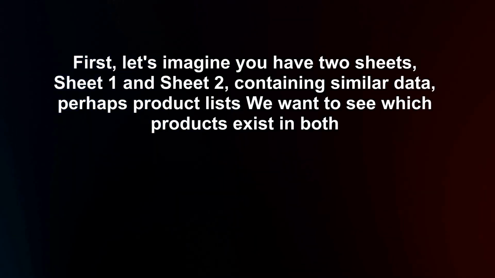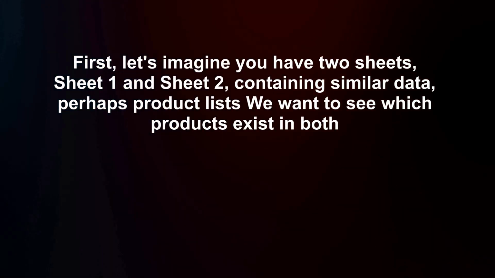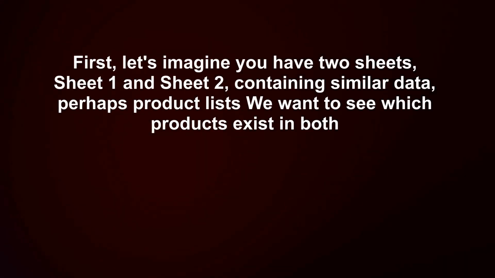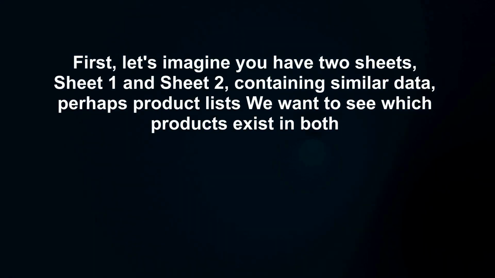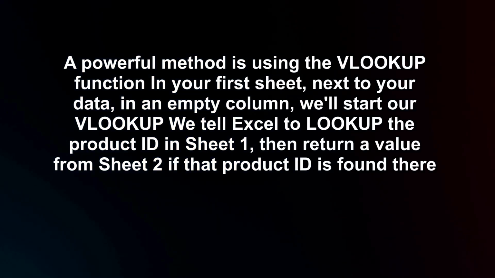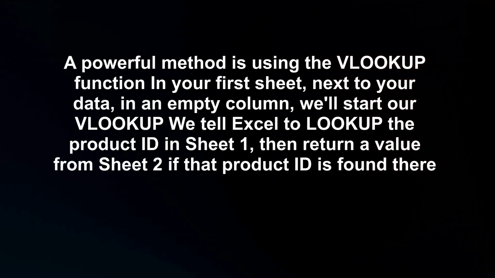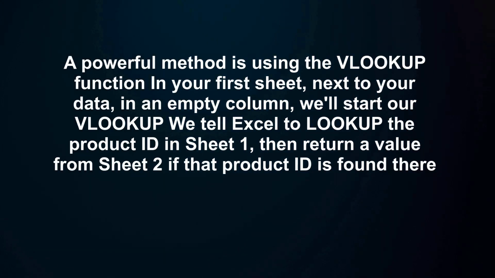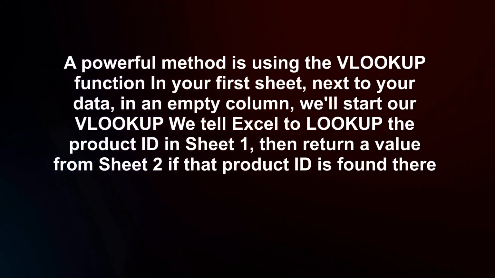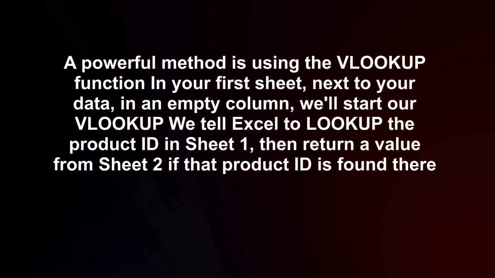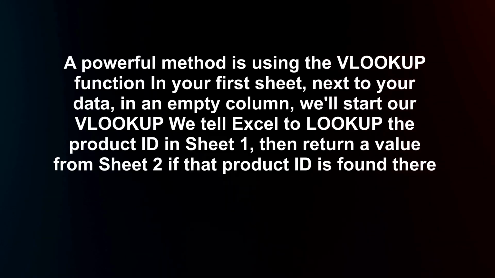First, let's imagine you have two sheets, Sheet 1 and Sheet 2, containing similar data, perhaps product lists. We want to see which products exist in both. A powerful method is using the VLOOKUP function in your first sheet. Next to your data, in an empty column, we'll start our VLOOKUP. We tell Excel to look up the product ID in Sheet 1, then return a value from Sheet 2 if that product ID is found there.